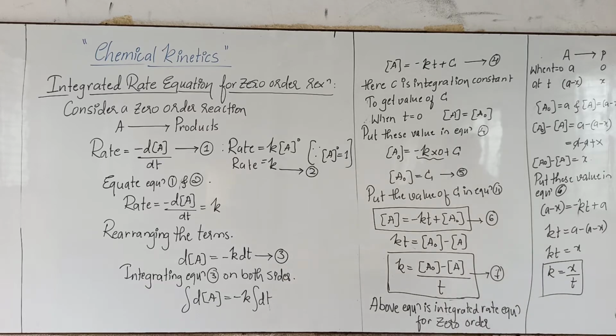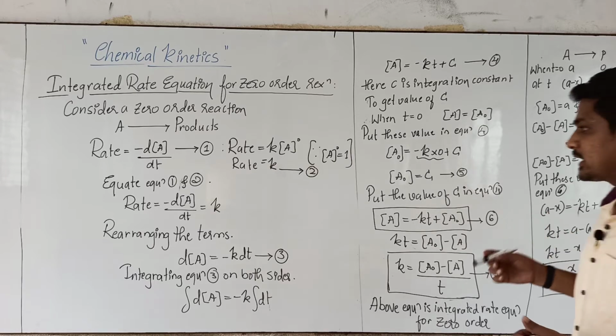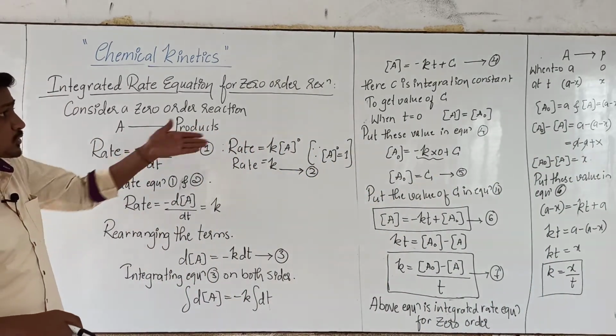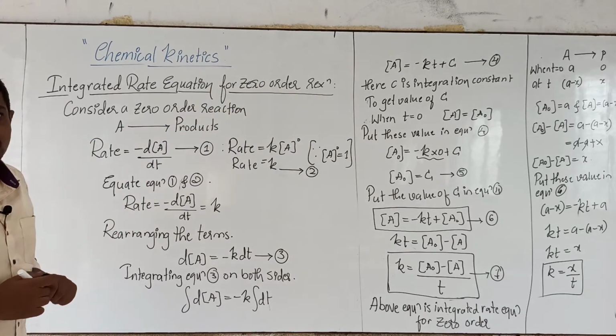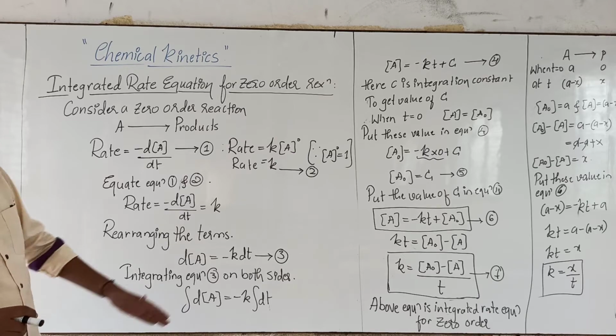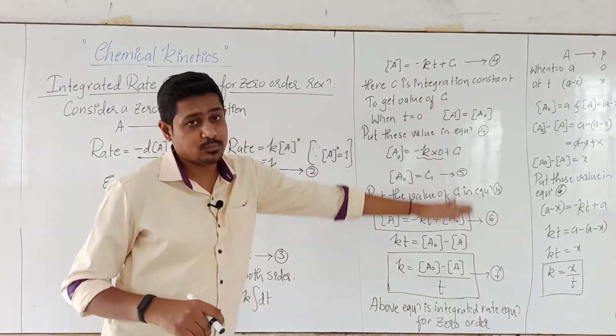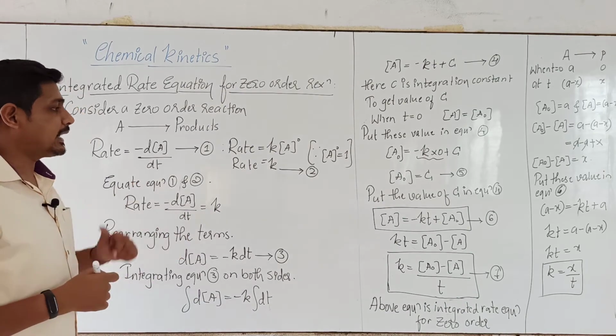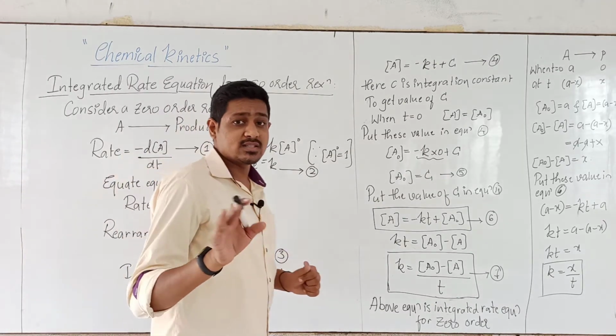Some textbooks prefer this also. Whichever is comfortable for you, you have to substitute that value. From here only you can start substituting those values. That I will leave to you, to express in that way. So this is how we derive the integrated rate equation of a zero order reaction.